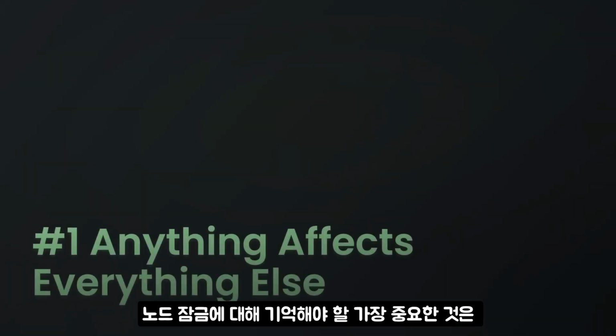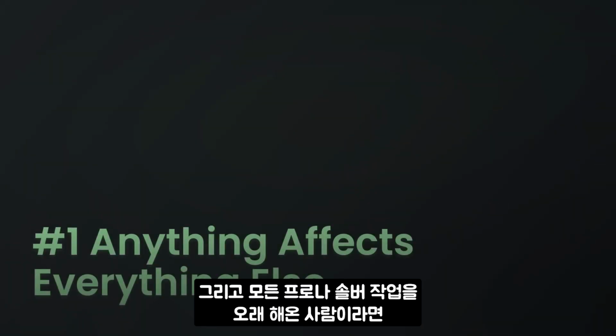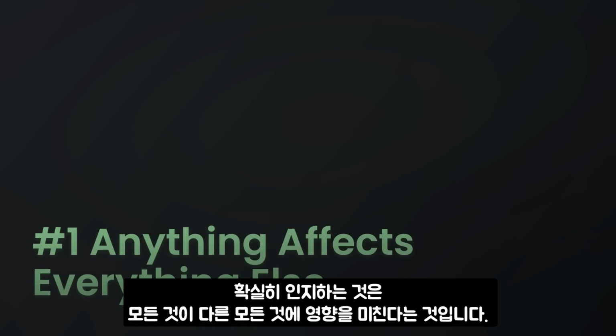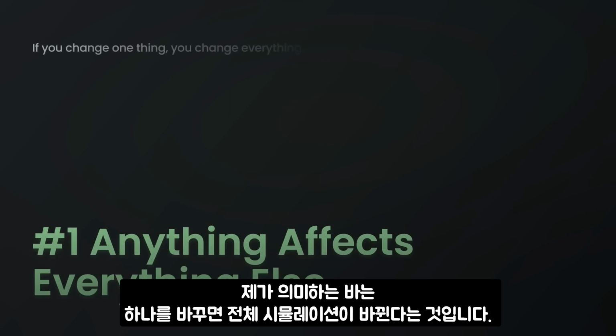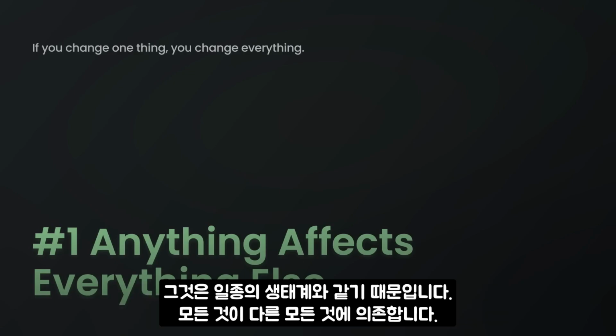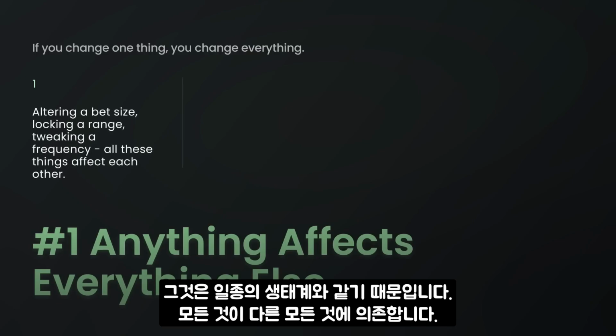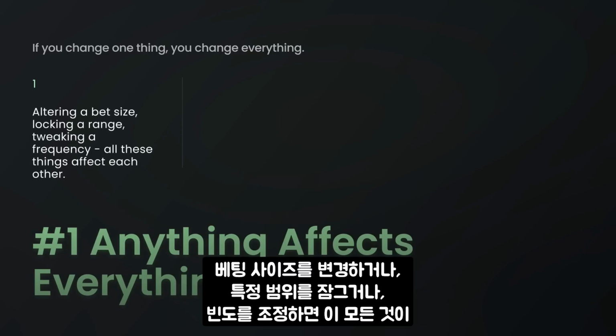Now, the most important thing to remember about node locking, and something that any pro or anybody who's spent a long time working with solvers definitely recognizes, is that everything affects everything else. So what I mean by that is that changing one thing is going to change the entire sim. And that's because it's kind of an ecosystem all to itself. Everything depends on everything else. If you alter one bet size, if you lock a specific range, if you tweak a frequency, all of these things are going to affect each other.